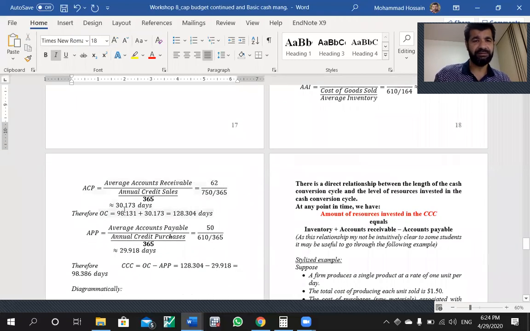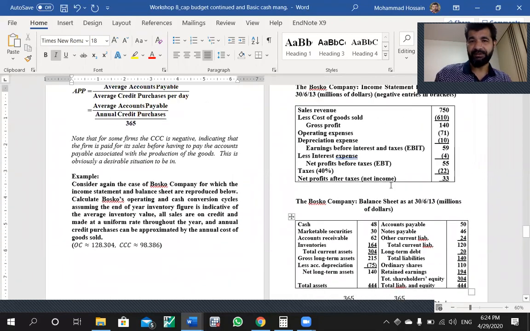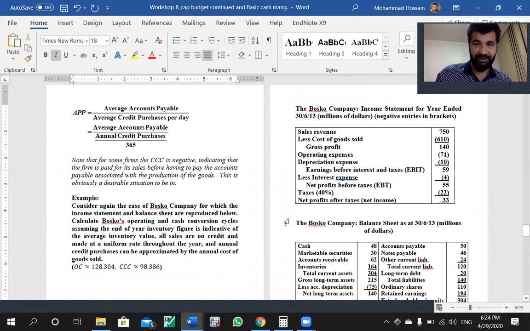And your annual credit sales are 750. Your sales figure is 750. It says here all sales are on credit, so this total sales of 750 is on credit, and made at a uniform rate throughout the year. Okay, now let's move on.